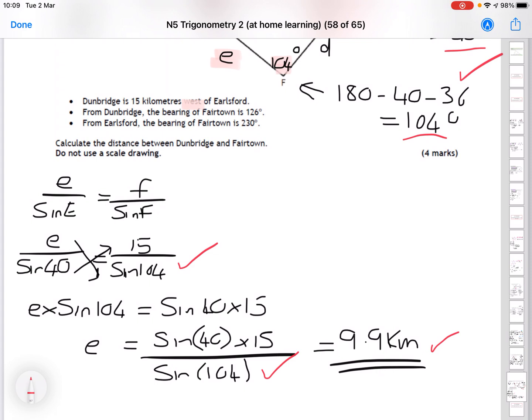So if you guys could please fill these in to your notes. I'm not going to give you any questions on these. I just want you to fill these in into your notes.